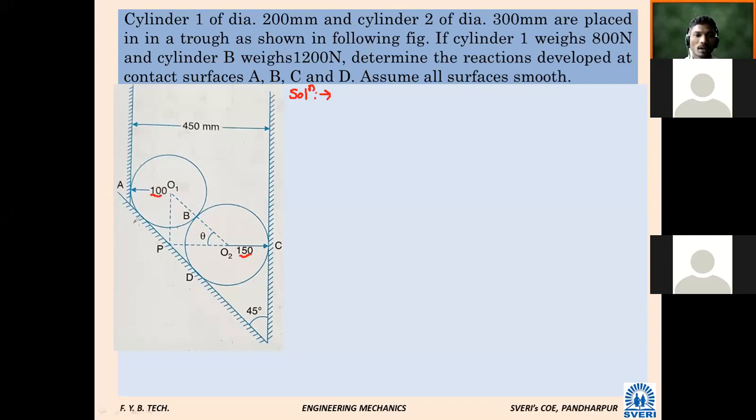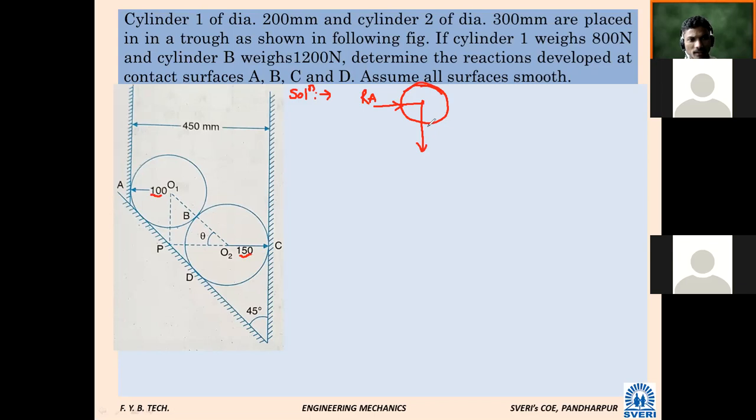Now I will draw the free body diagram for cylinder 1. It will be something like this. What will be the reactions? Reaction A, RA, which will be horizontal. Then what is its weight? The weight will act vertically downward.